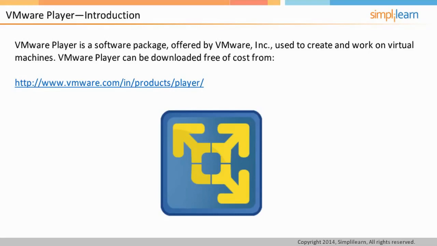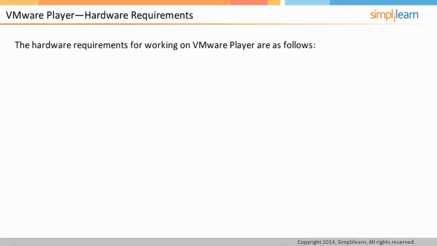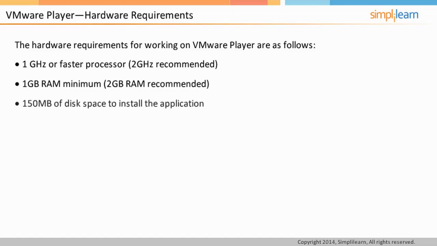In the next screen, we will discuss the hardware requirements for installing VMware Player. The basic hardware requirements for working on VMware Player are as follows: at least 1 GHz of processor which can support Intel VT or virtualization technology, 1 GB RAM, and 150 megabytes of hard disk space to install the application. However, it is recommended to have 2 GHz of processor and 2 GB RAM for optimum performance. In the next screen, we will learn to install VMware Player.